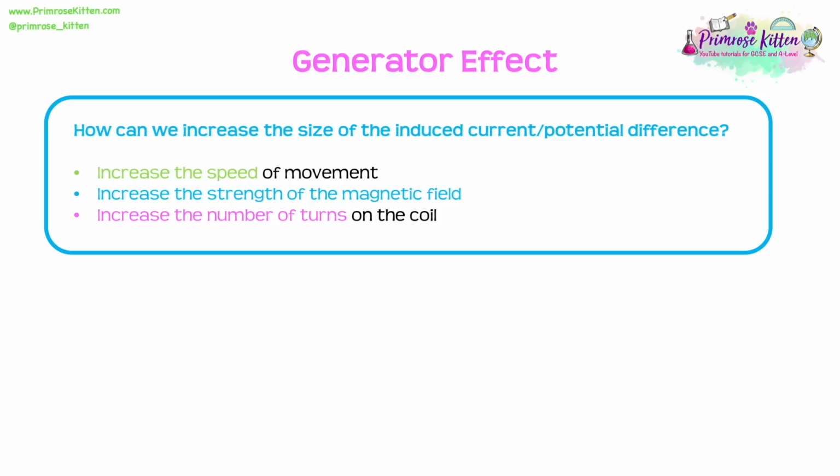Now, in the exam, it's very common for us to be asked how we can increase the size of the induced current or potential difference. So we can increase the speed of that movement, we can increase the strength of the magnetic field, or we could increase the number of turns on the coil.